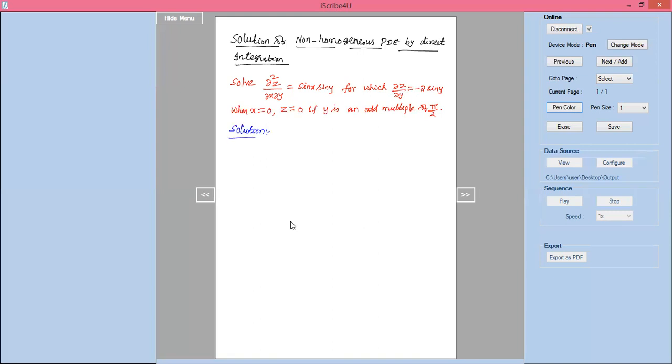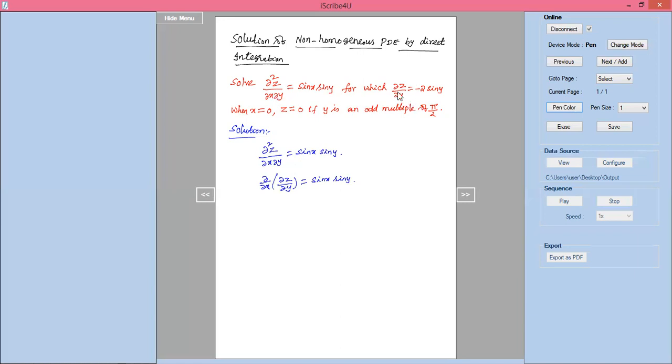Solution. Already I told you how to identify a non-homogeneous equation: the dependent variable is differentiated with respect to the two independent variables. Now I will take dou square z by dou x into dou y equal to sin x into sin y. This I will write as dou by dou x of dou z by dou y equal to sin x into sin y.